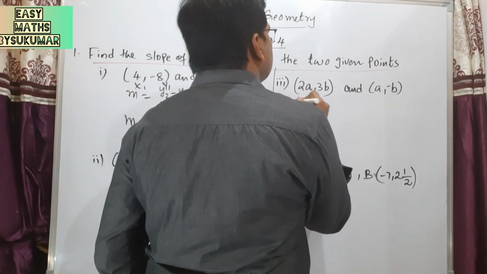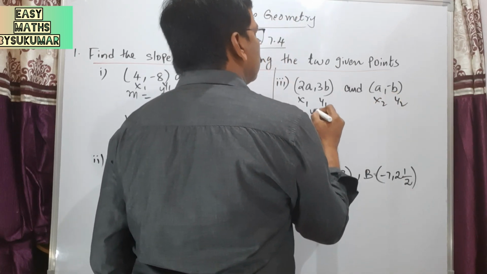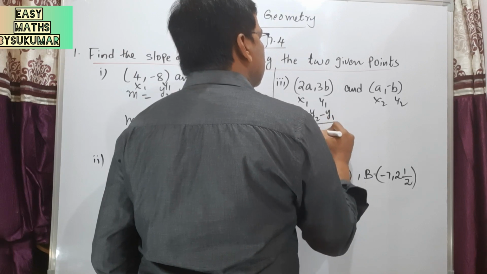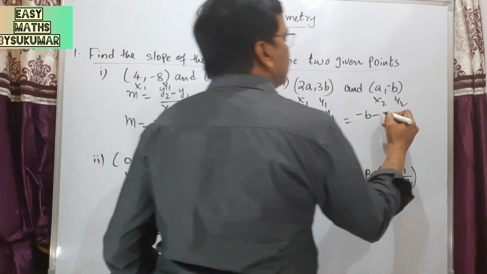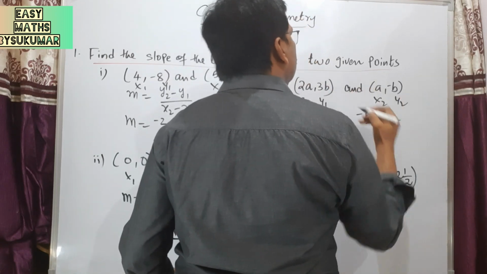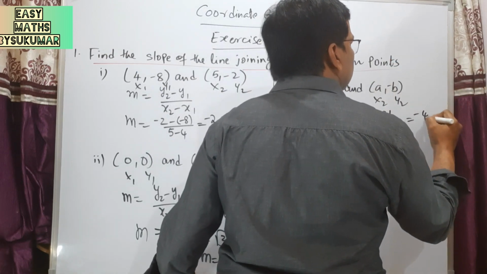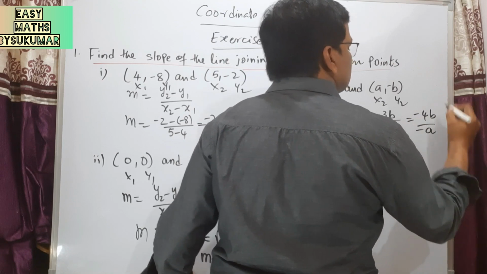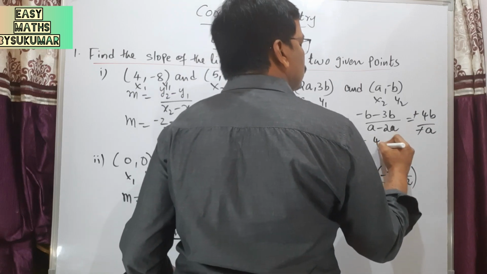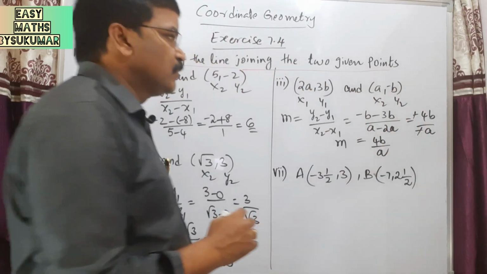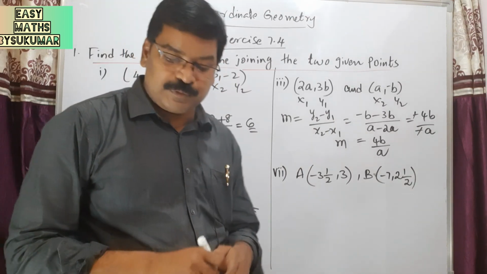Now here this is x1, y1, x2, y2. So slope m is equal to y2 minus y1 by x2 minus x1. That means minus b minus y1, which is 3b, by x2 minus x1, that means a minus 2a. So what is minus b minus 3b? Minus 4b by a minus 2a, which is minus a. Now you can cancel this minus minus. So this slope m is equal to 4b by a. So what is the slope of these points 2a comma 3b and a comma minus b? That is 4b by a.